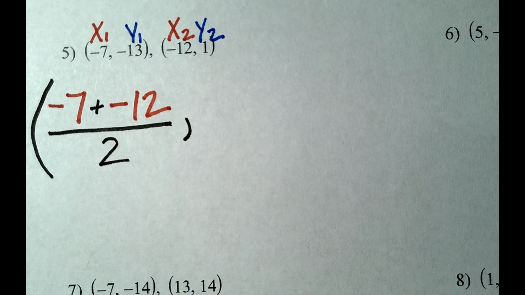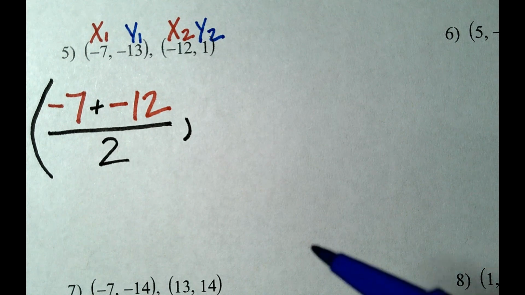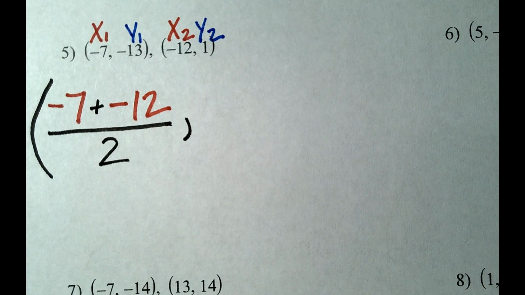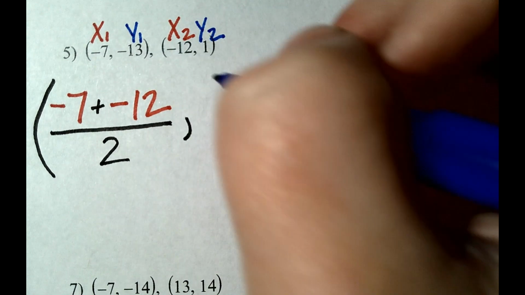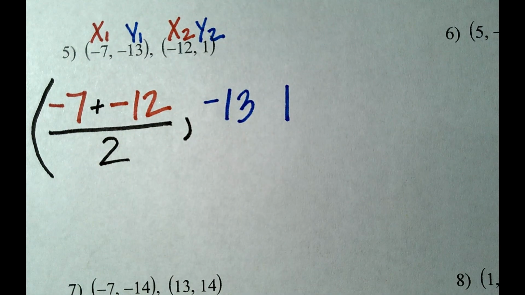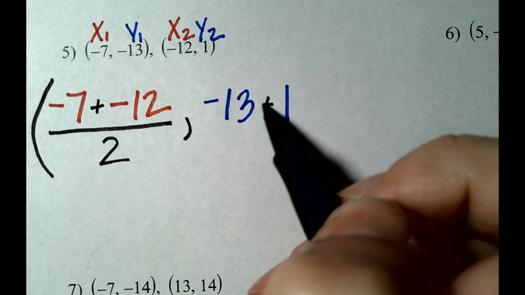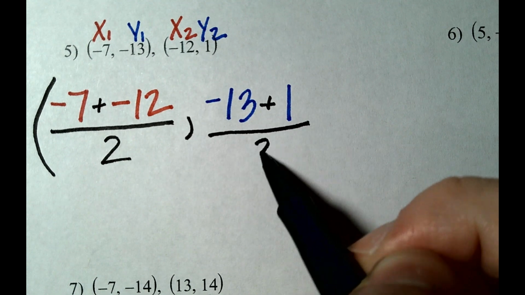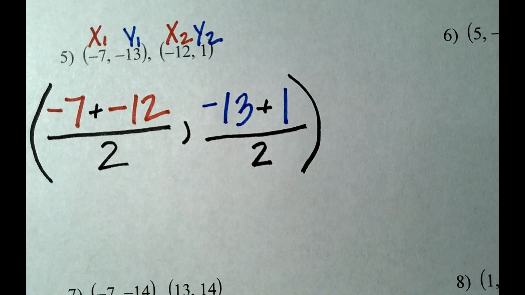Okay, and do the y values next. What numbers do I add together for the y's? Negative 13 plus 1. And again, we're always dividing by 2.